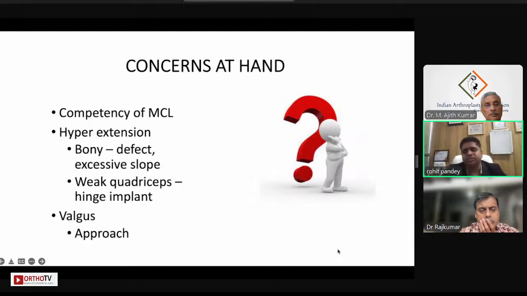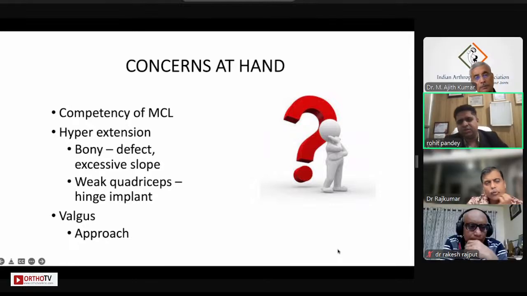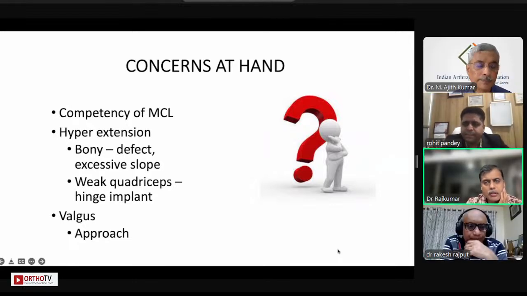Also regarding the approach in a valgus knee, would anybody prefer any other approach apart from the central midline and a medial parapatellar with hyperextension and valgus? Would somebody go for a lateral parapatellar also? Not in this case. I don't think you need to change your approach in this case.